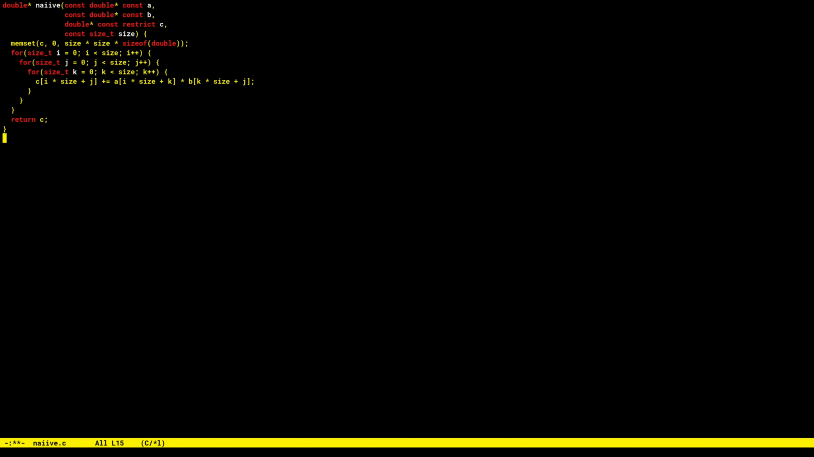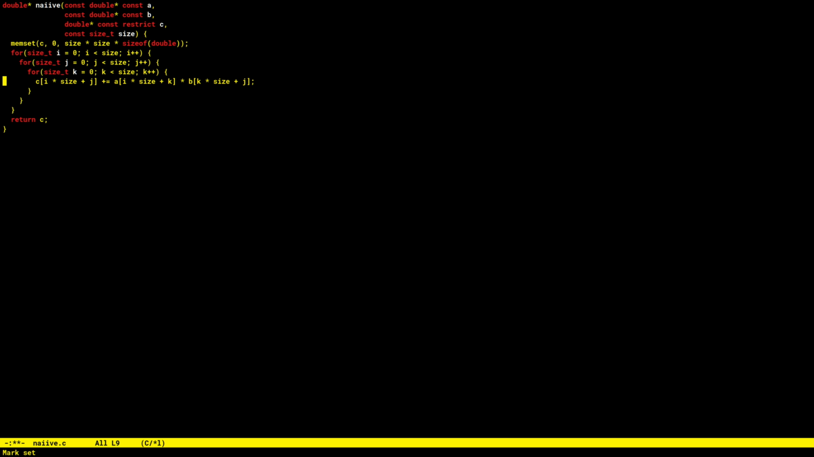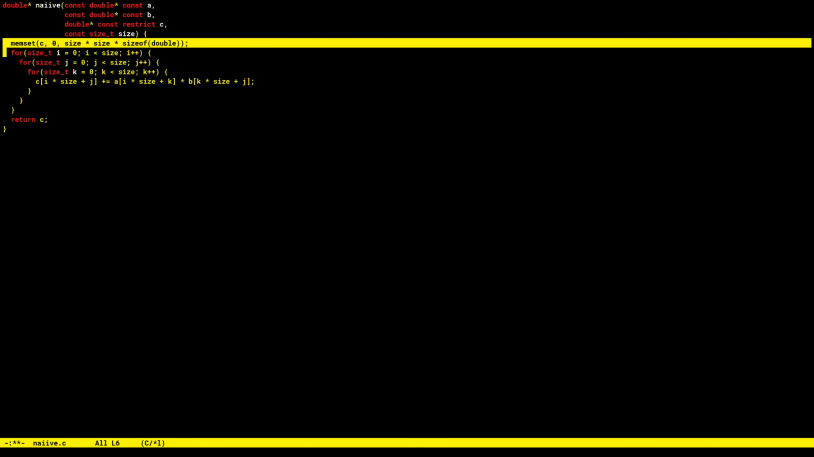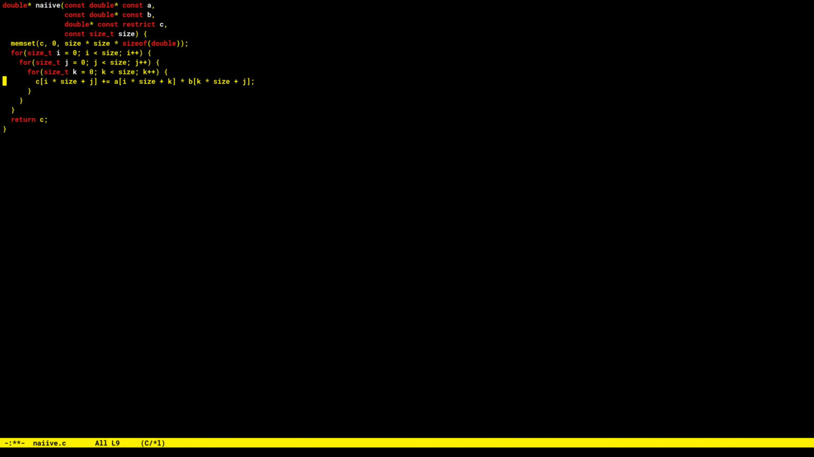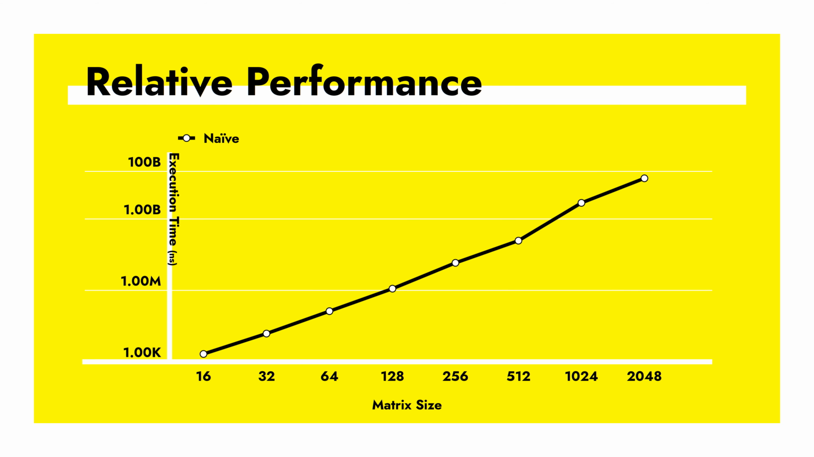Alright, this is the textbook implementation. The n-cubed runtime can be derived from the 3 for loops, and the code itself is pretty similar to how you do it by hand. I zero out the result and then add all of the row-column products into the result matrix one by one. The runtime of this algorithm is charted across various matrix sizes here.